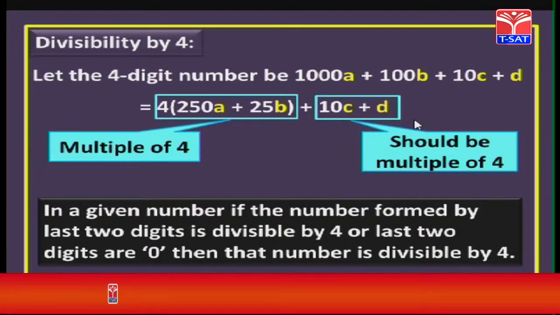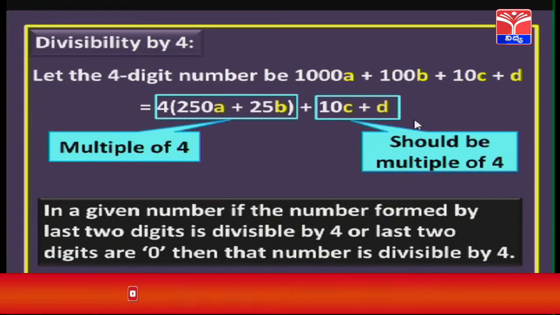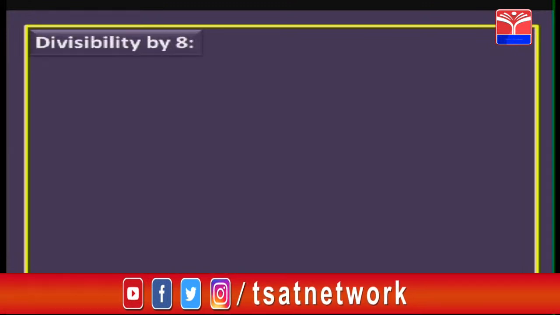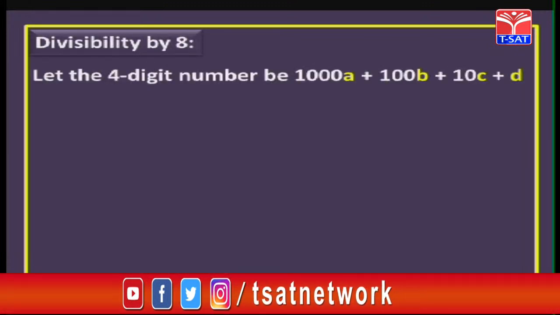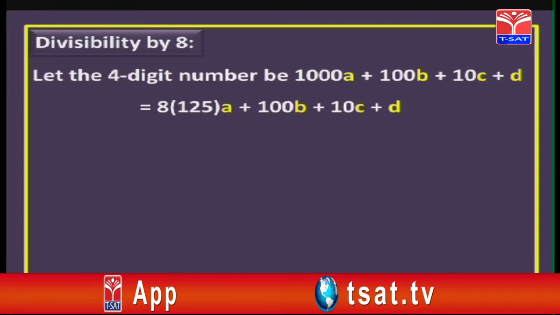What do you conclude, children, from this? In a given number, if the number formed by the last 2 digits is divisible by 4, or the last 2 digits are simply 0, then that number is divisible by 4. Now let us move on to divisibility by 8. Again we are going to consider a 4-digit number as shown, and in this case we are going to take 8 common in the first one, that is 1000a.